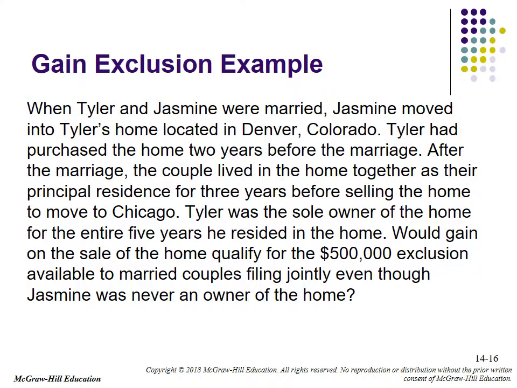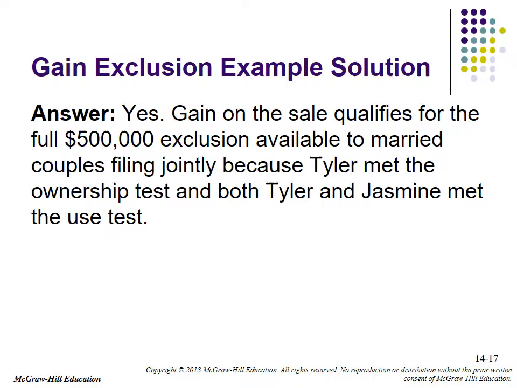Would gain on the sale of the home qualify for the $500,000 exclusion available to married couples filing jointly, even though Jasmine was never an owner of the home? And there's our answer, yes. We talked about that. So ownership, one of the spouses has to own it 2 of the 5 years before the sale. For use, though, they both have to use it for 2 of the 5 years. So it qualifies here. They lived in it for 3 years and Tyler owned it for 5.